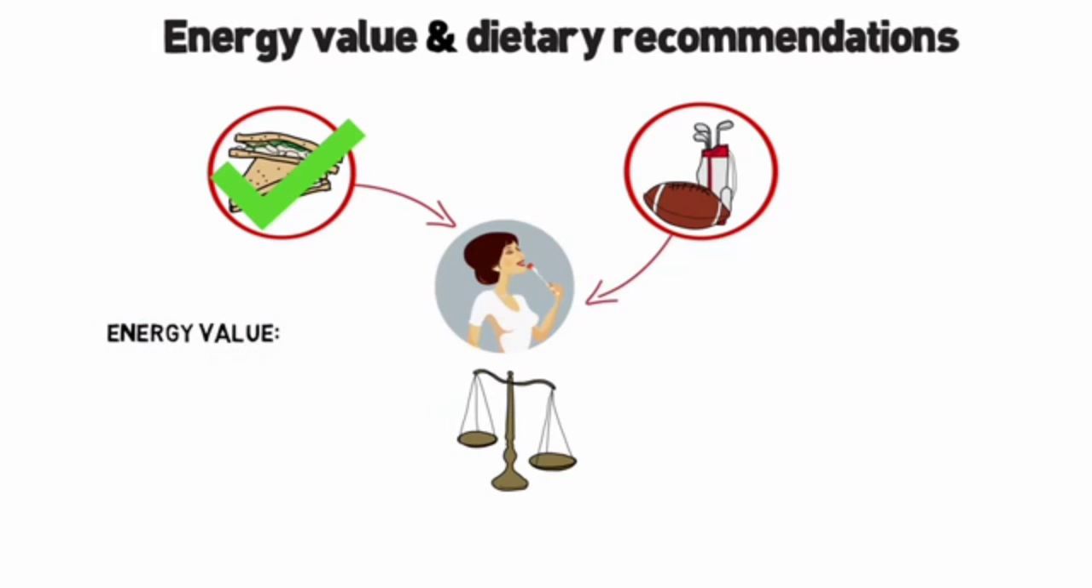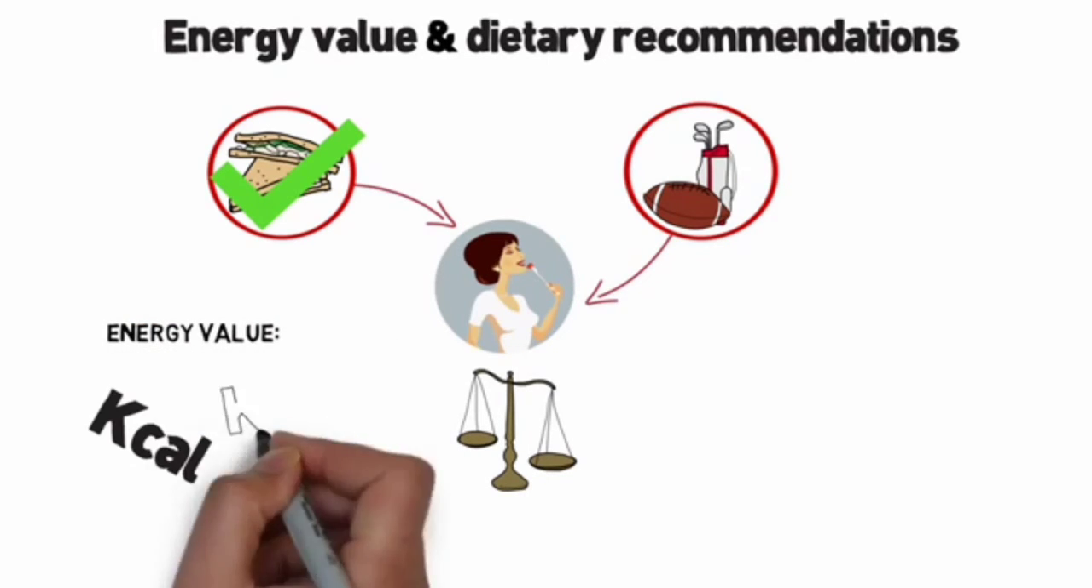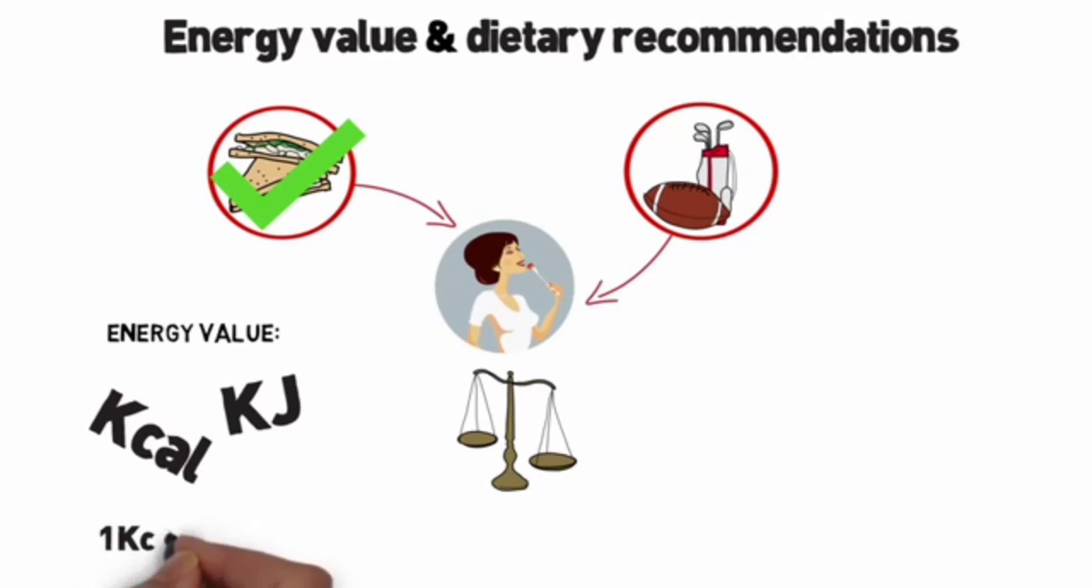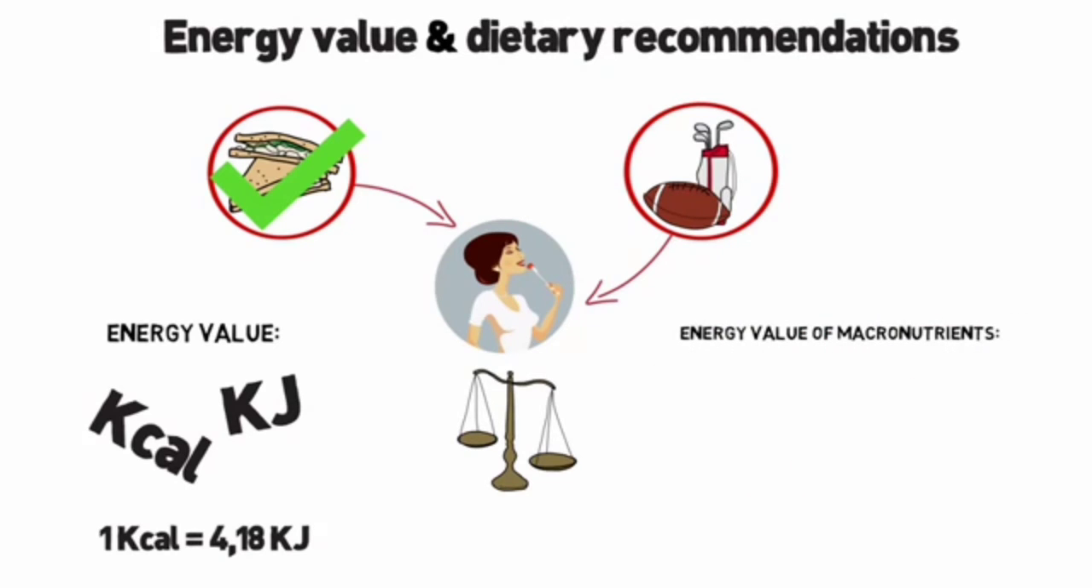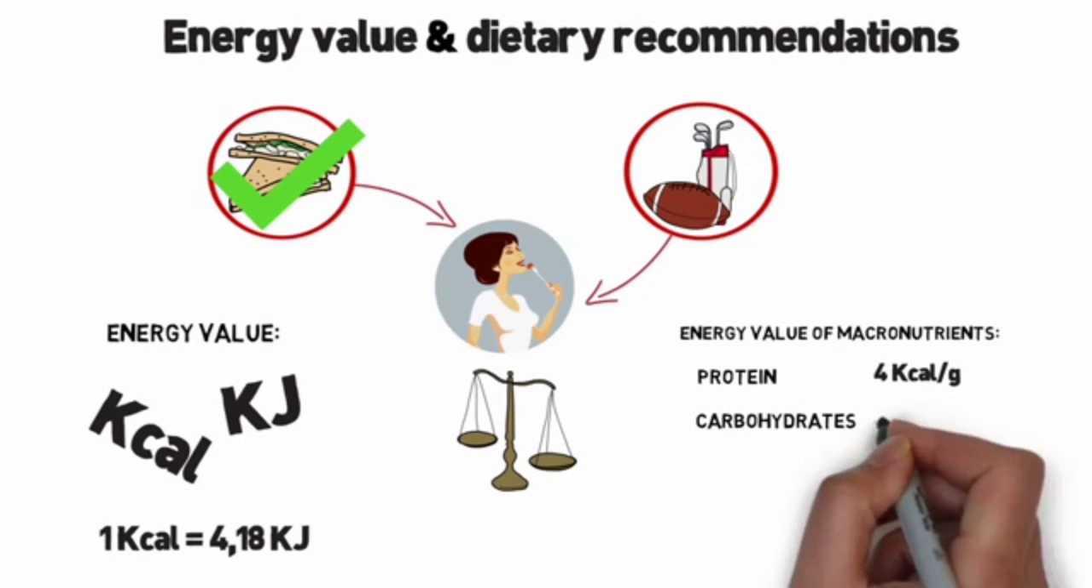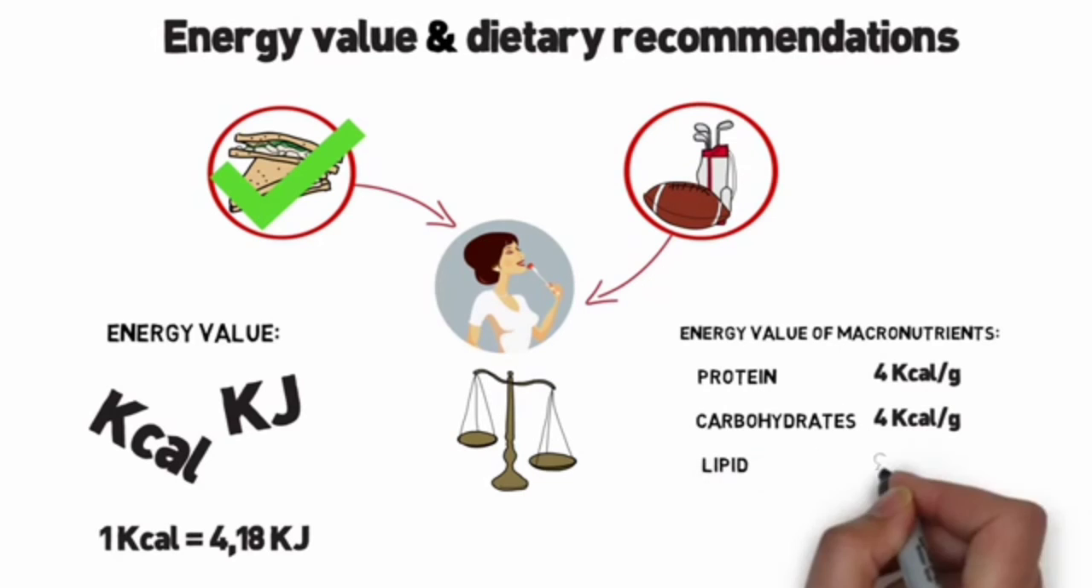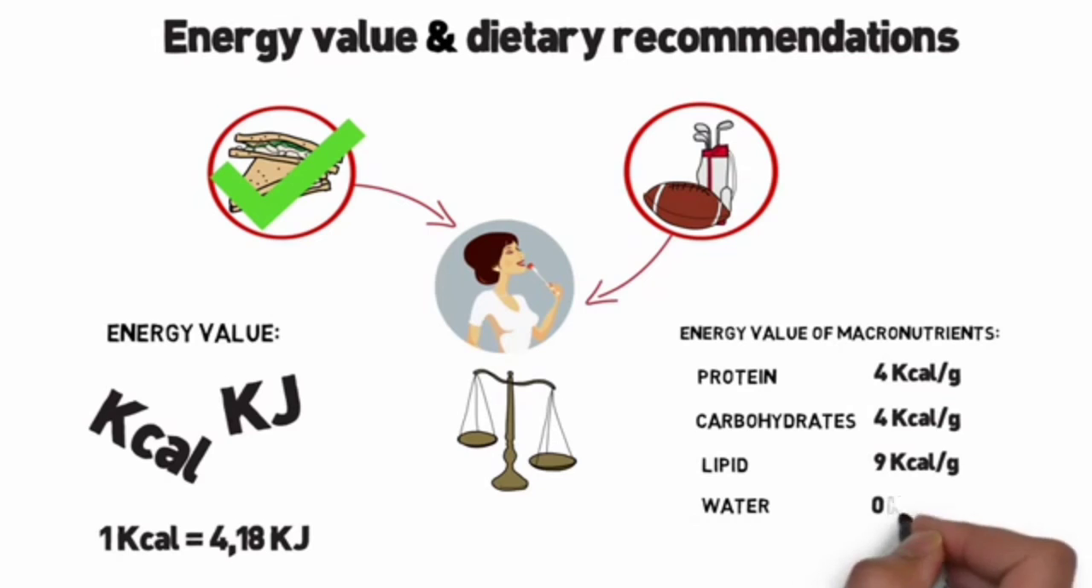Energy value is expressed in kilocalories or in kilojoule, knowing that 1 kilocalorie is equal to 4.19 kilojoule. Macronutrients have different energy values. Protein and carbohydrate provide 4 calories per gram, while lipid provides 9 kilocalories per gram.